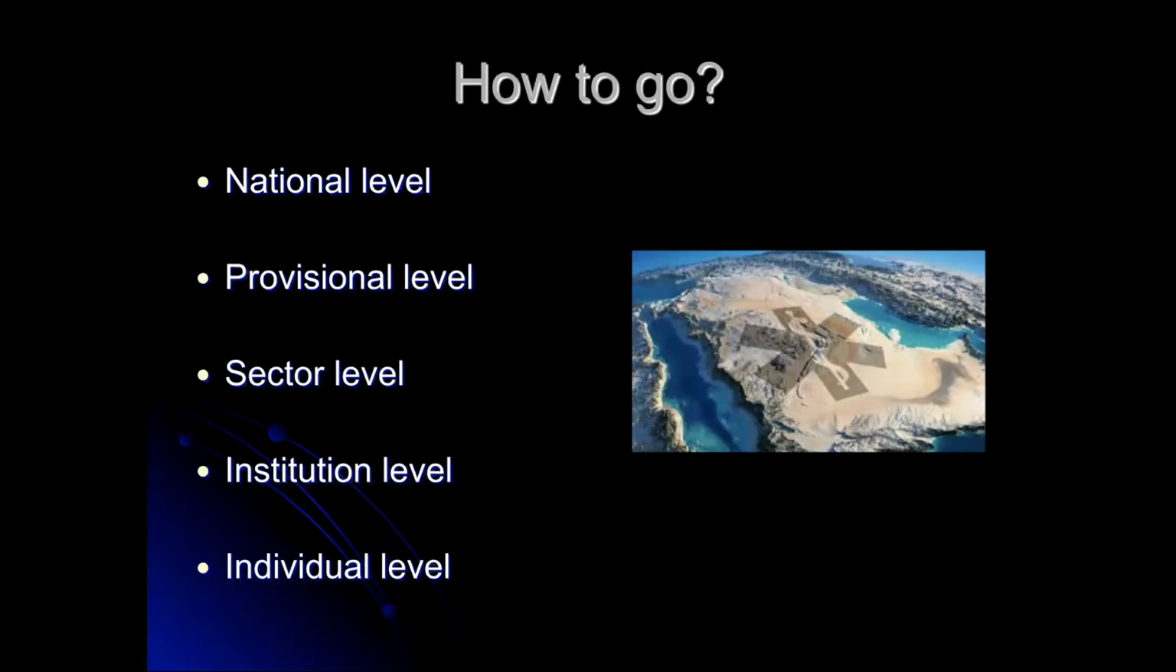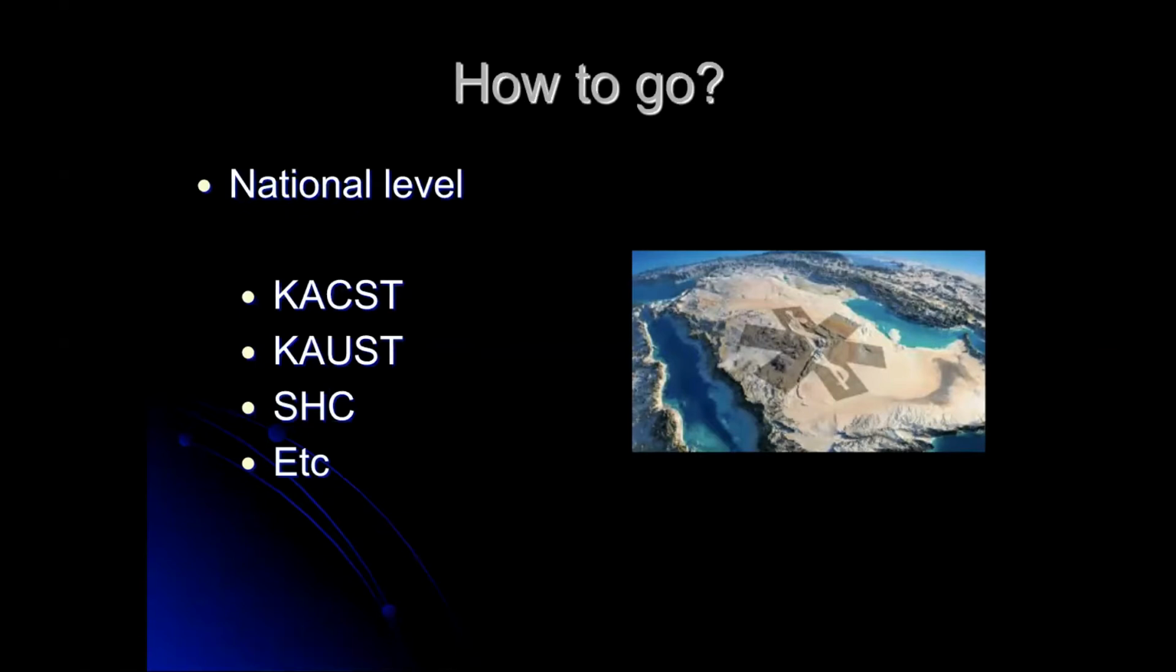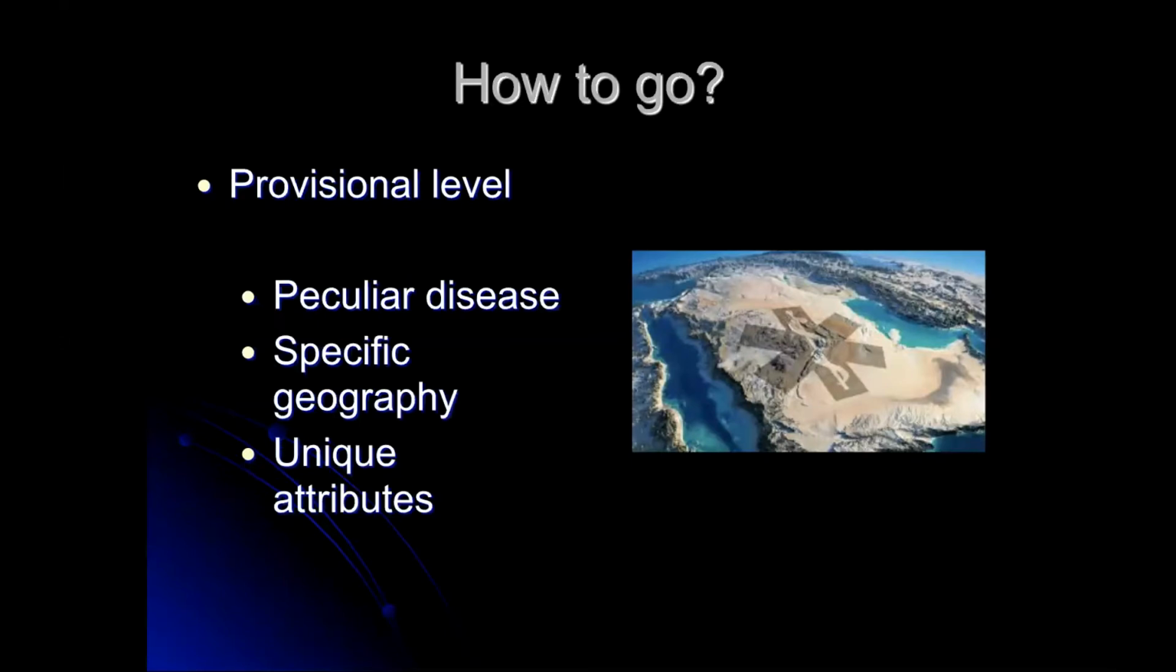I'll spend the last 5 minutes talking about how to go at planning your research career. You have to go from national level to provincial level to sector level to institution level to individual level. Here, at the national level, you have to look at the editorial productions of the CACs, the King Abdulaziz City of Science and Technology, King Abdullah University of Science and Technology, the Saudi Health Council. You get to feel the field and see where the priorities of health research are. Then you come to the provincial level.